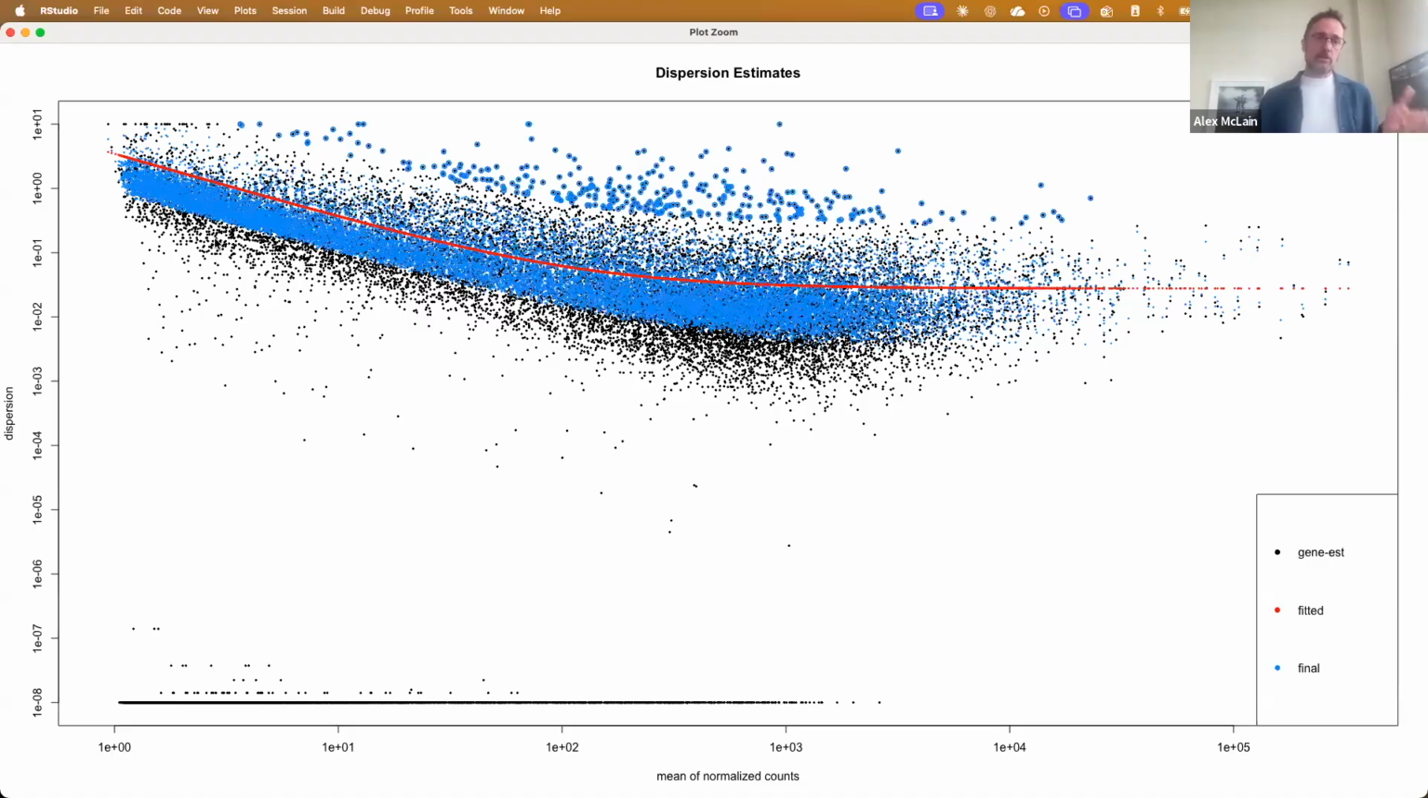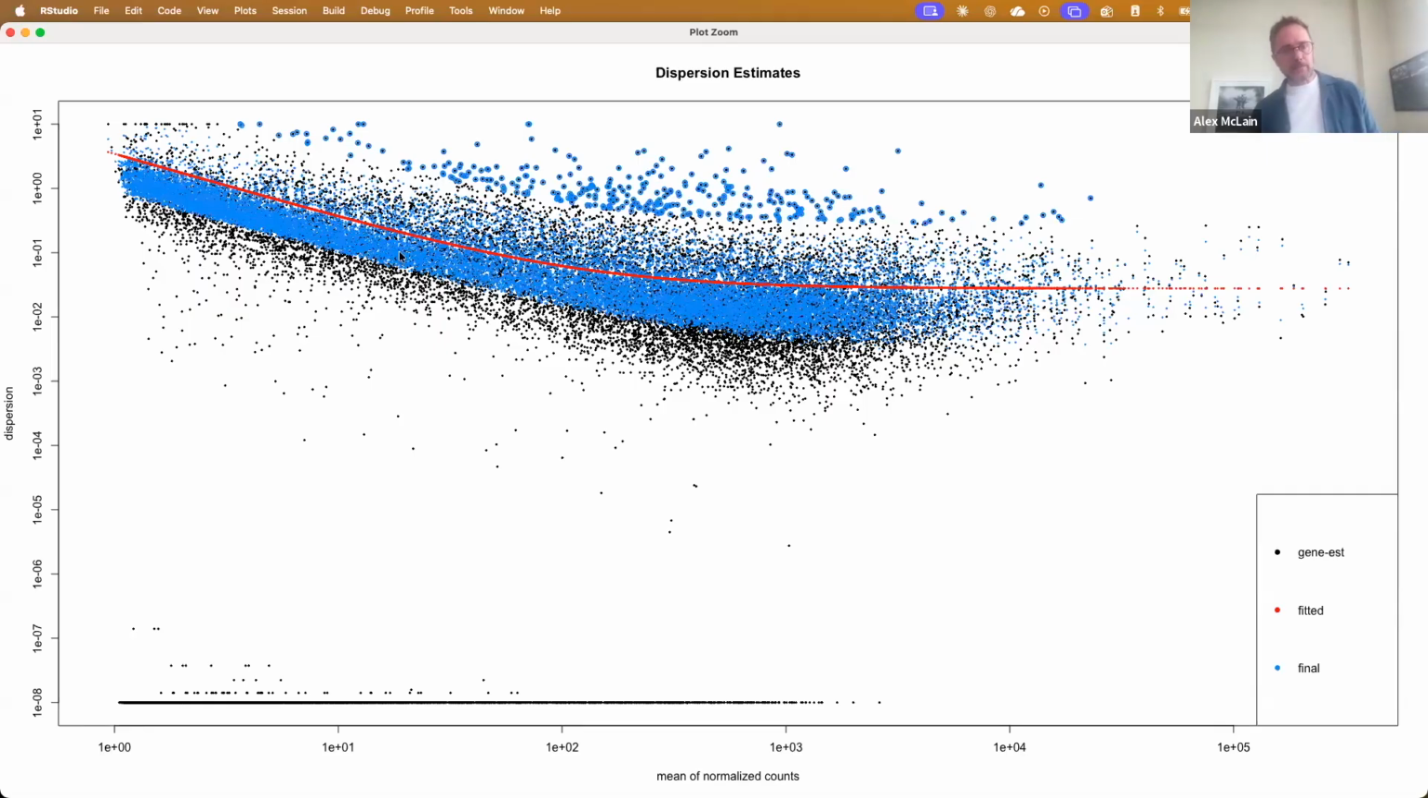So all these points down here get shrunk towards the mean. They all get brought to a larger value, and this is going to help stabilize the variance estimation. This is acknowledging the fact that we have very few replicates per gene and saying, well, these black dots we're getting are not going to be reliable. Let's try to use the collective wisdom of all these black dots to get better estimates.